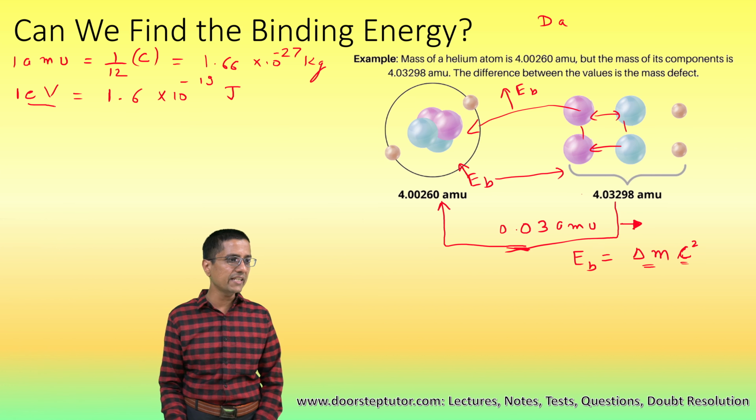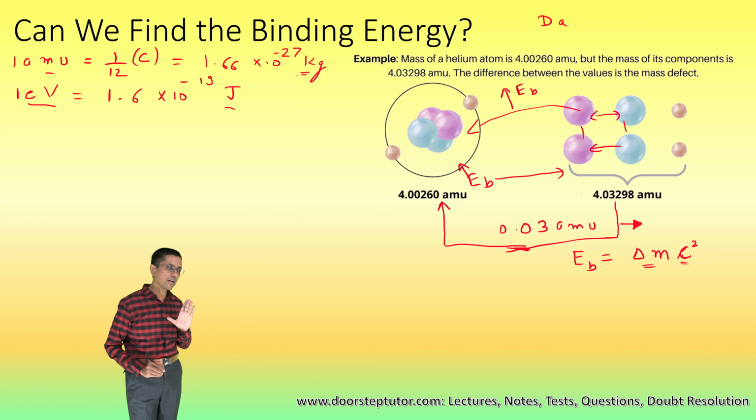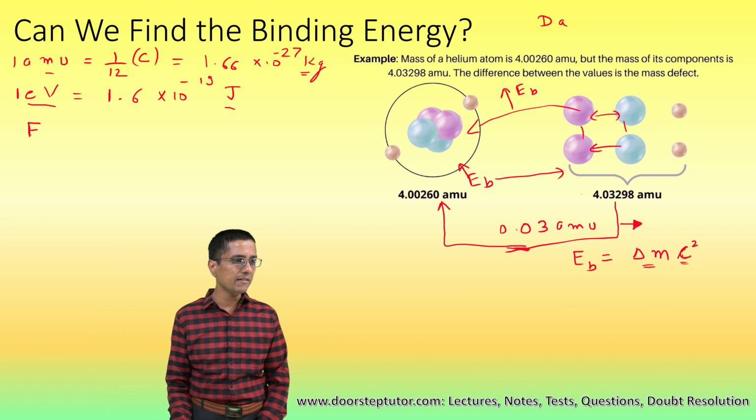So we have related the electron volts to joules, and we have related the AMU to kilogram. Now the first thing that we are going to do is we are going to calculate the energy EB per AMU.